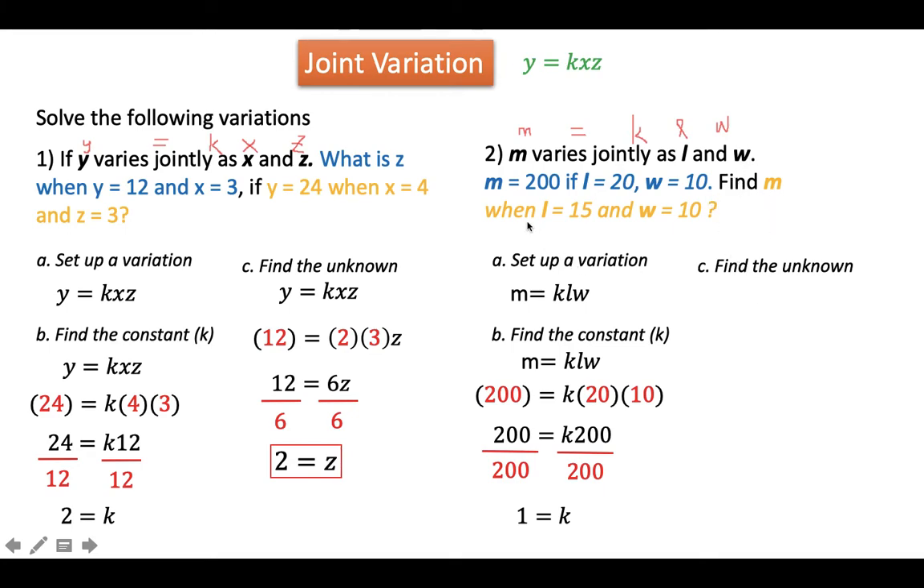Finally, we can now find the unknown, the m. So using this yellow given here, and using the same variation, m is equal to k times L times W. Our m here is unknown, our k is 1, the L is 15, and W is 10. So 1 times 15 times 10, that is 150. And that's the value of our m.